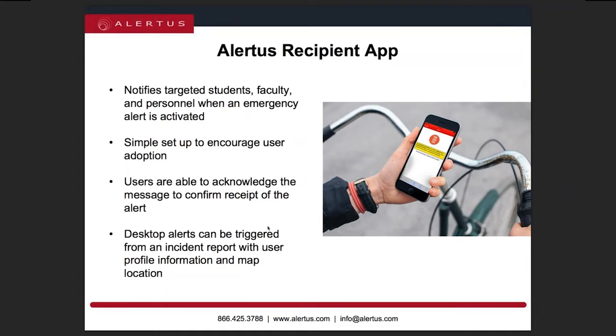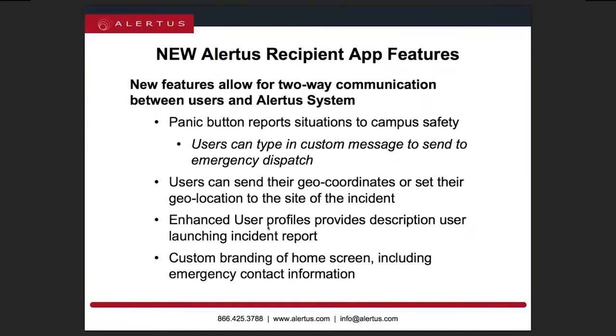These users are able to acknowledge that they received an alert, and they can also trigger an incident to the Alertus server by reporting an incident with a new report incident feature that we have. And that can contain any information they want to send, such as an image, custom text, and also their geolocation via coordinates that will be displayed on the map.